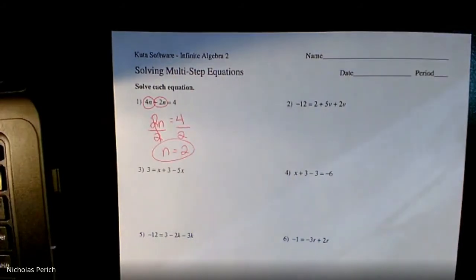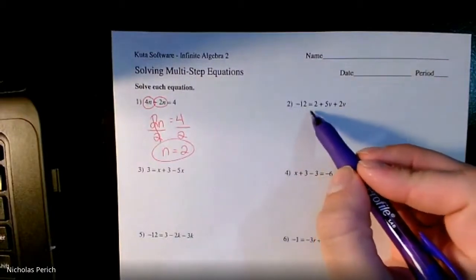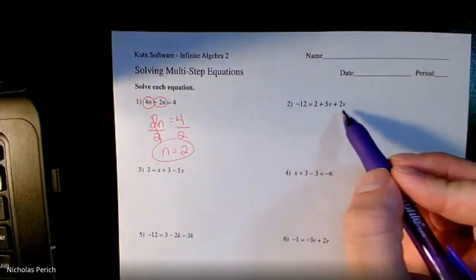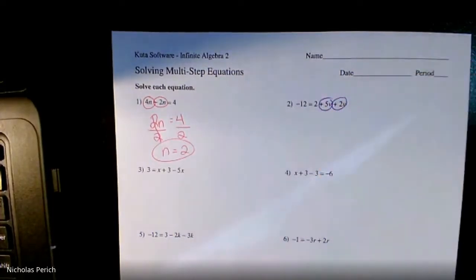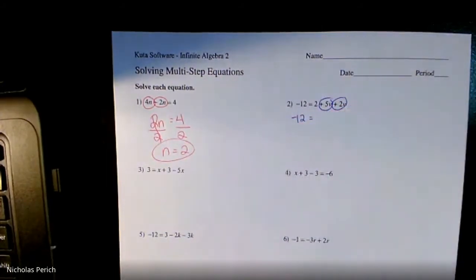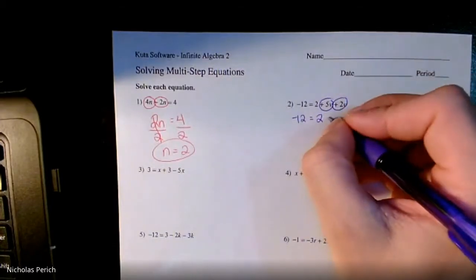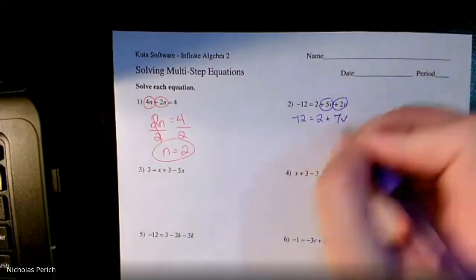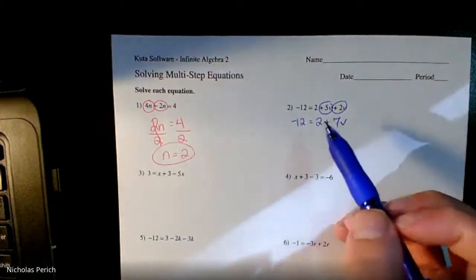Look at the problem on the right, problem 2. I have negative 12 equals 2 plus 5v plus 2v. Oh, look, v's are right next to each other. So nothing happens with the negative 12. Nothing happens with the 2. But 5v right next to 2v is 7v. So I can combine those like terms. And now what I have is a regular old two-step equation. So I'm going to just do the rest.